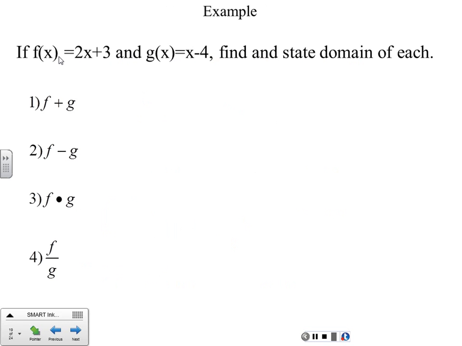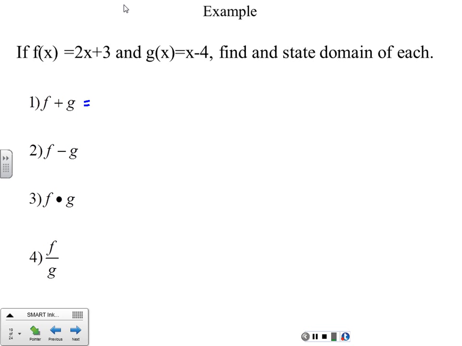Here are your 2 functions. If you have f of x is equal to 2x plus 3, and you have g of x is equal to x minus 4. Find and state the domain. Gotta throw in a little bit of something. Find and state the domain of each of these. Find f plus g, f minus g, f times g, and f divided by g. Now, you're thinking, seriously? Yeah, it's really that easy.